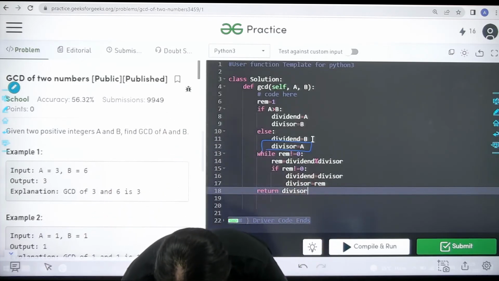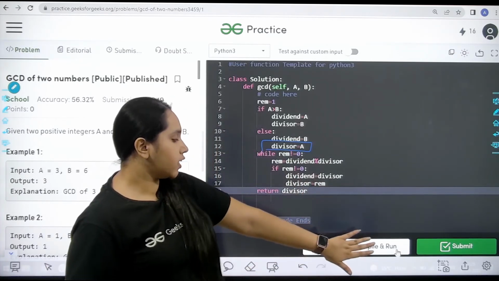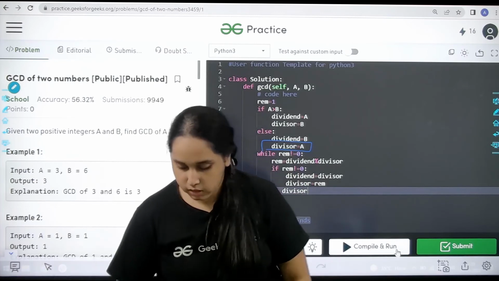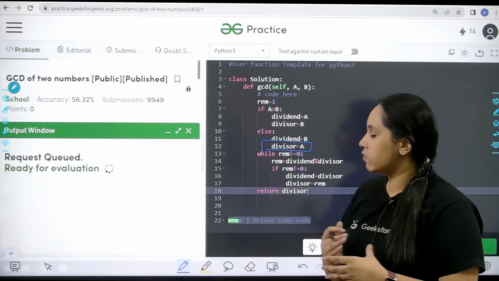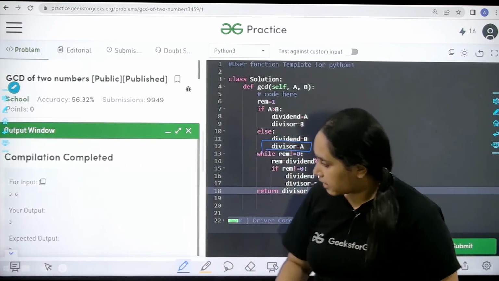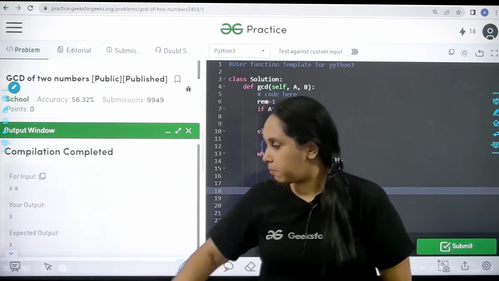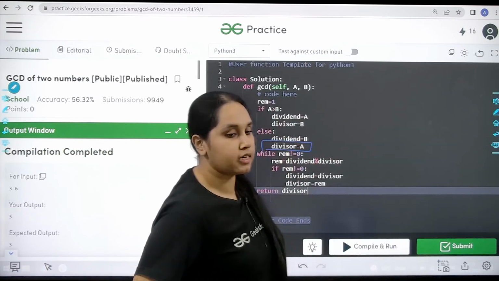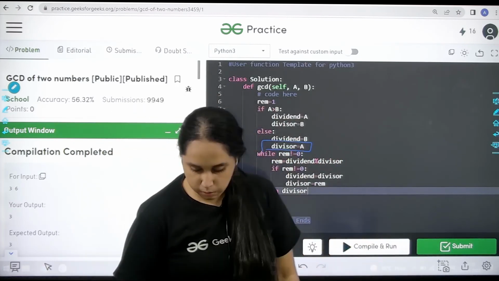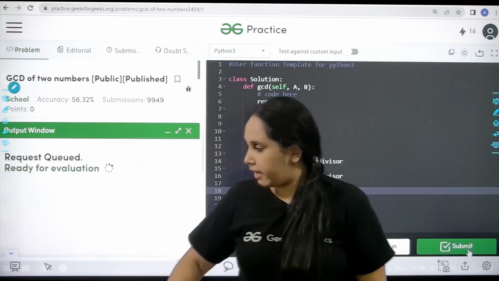Now once we have done this, we need to click on compile and run. It is getting compiled. Let's wait. Okay, it is compiled. Let's check. See, my output is matching with the expected output. So now I would submit the problem. I have submitted it.